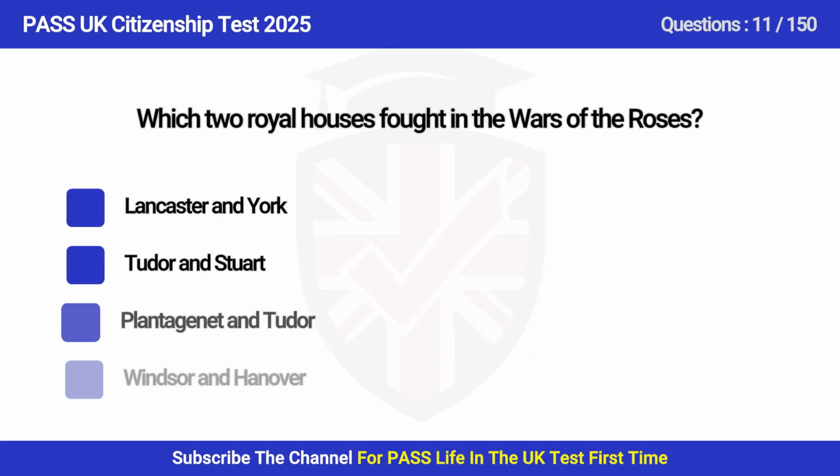Question 11. Which two royal houses fought in the Wars of the Roses? A. Lancaster and York, B. Tudor and Stuart, C. Plantagenet and Tudor, D. Windsor and Hanover.